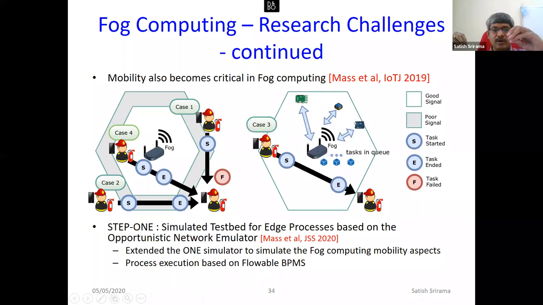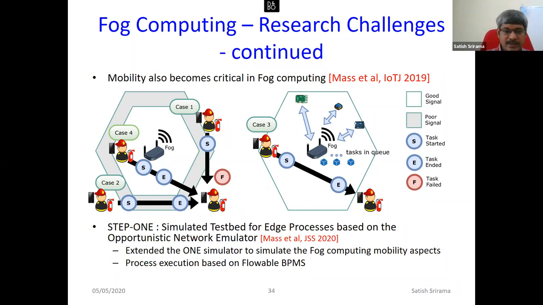So see here, what we are doing is, you don't always have to assume that these sensors are just lying in a corner. Say for example, in a transportation application, a moving car can be the thing. The moving car is going along a street at a certain speed, okay? And it will have access to a particular fog node for offloading the processing only for a certain amount of time, okay? So mobility is very critical.